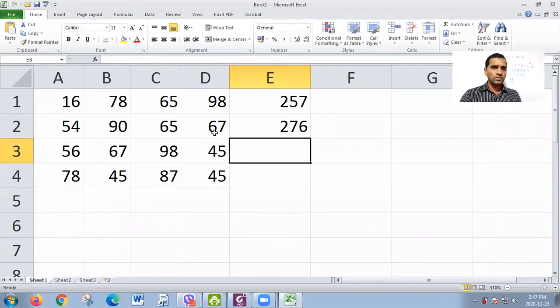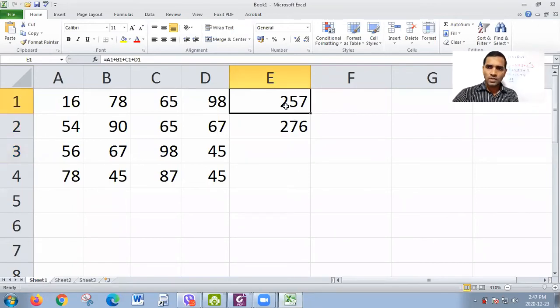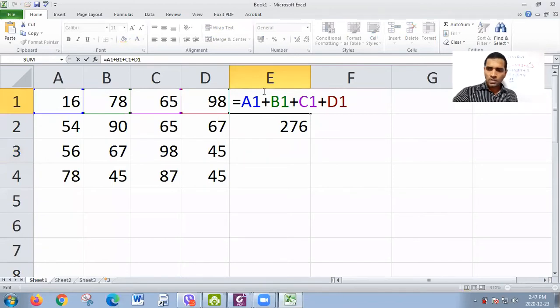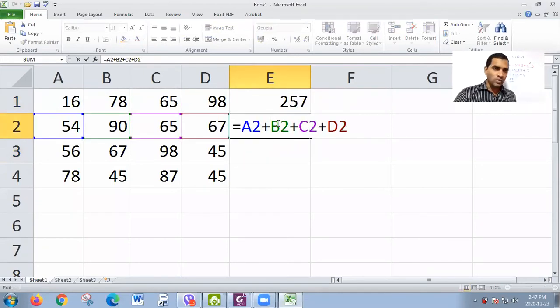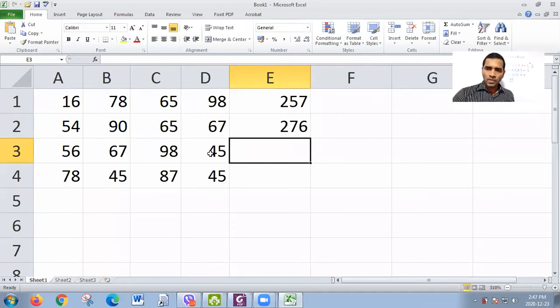Yes, I got the answer. But even though I used cell addresses instead of numbers, here also I am facing the same problem. As you observed, I have to type this formula again and again. So I type this formula first, then I type another formula to get the total in the second row. Definitely, to get the total in the third row, I need another formula.